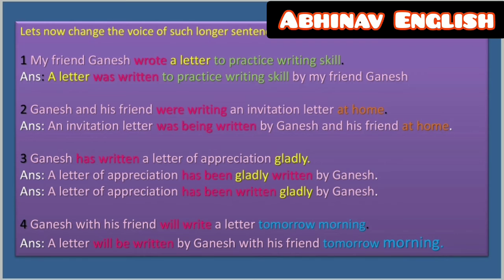Now last example, Ganesh with his friend will write a letter tomorrow morning. When part is added here as an extra information. So what will be the answer? A letter will be written. Will write is a simple future. It will change into passive as will be written. A letter will be written by Ganesh with his friend tomorrow morning. The extra information remains at the same place.